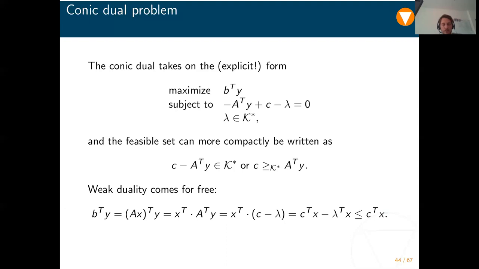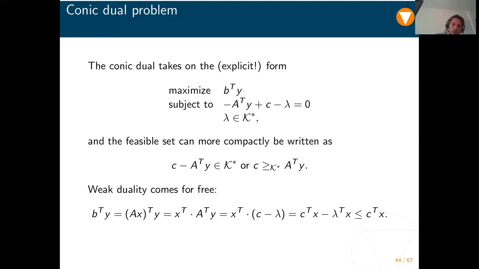So if you know a bit about LP, then you might know that you basically have strong duality in feasibility situations, maybe, and unboundedness situations. And in conic duality, we will also have strong duality in many cases. And we will see that in a bit. Before that, I wanted to get back to the dual cone again.